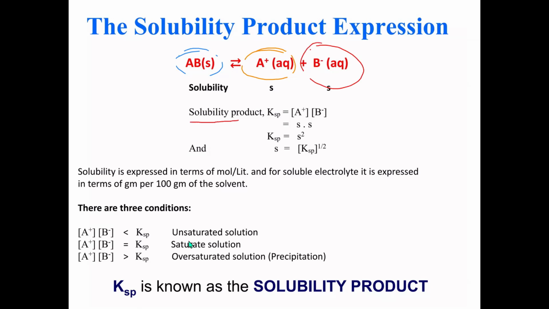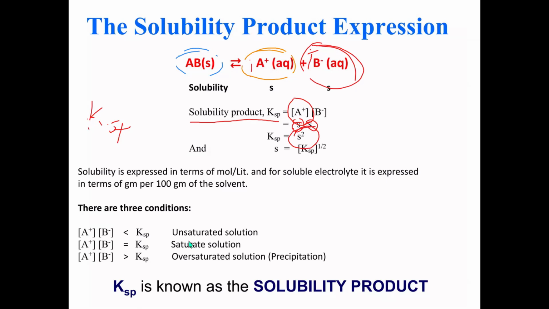The solubility product is represented as KSP, and it measures only the concentration of the ions that are generated. That is why the KSP here is measuring the concentration of A and then the concentration of B. Since A is just 1 mole and B is only 1 mole, here we have S solubility times S solubility, and S times S is going to give us S square.